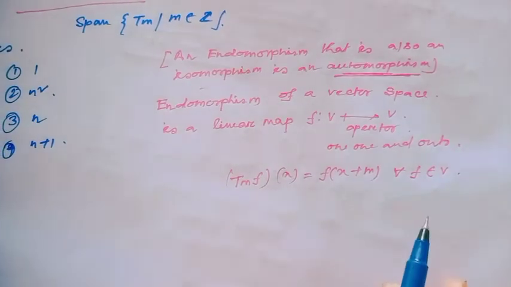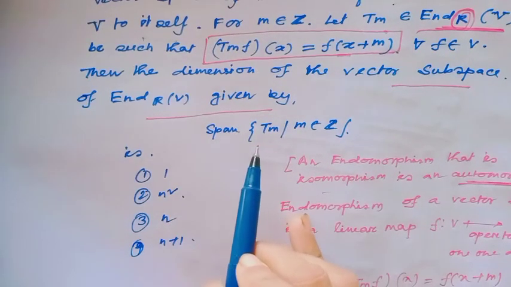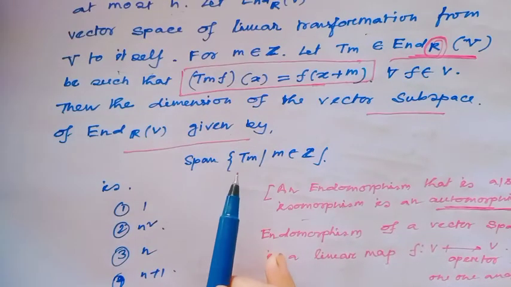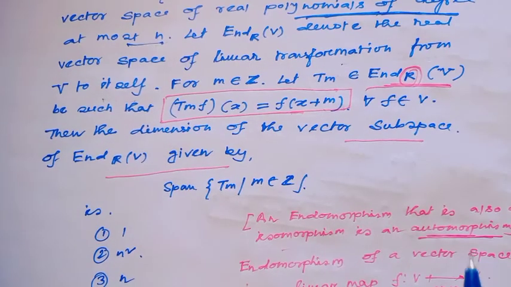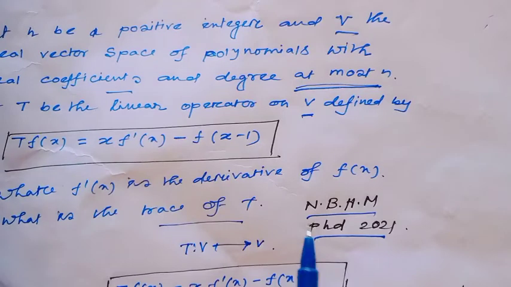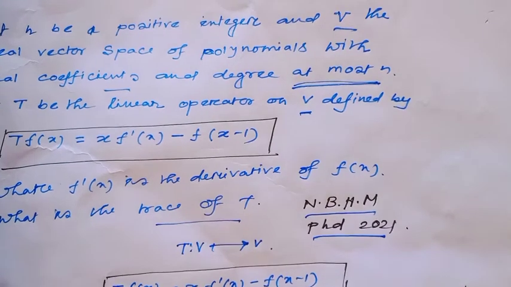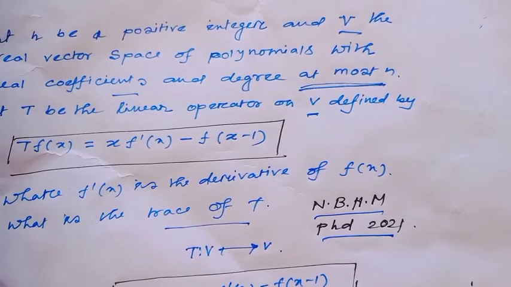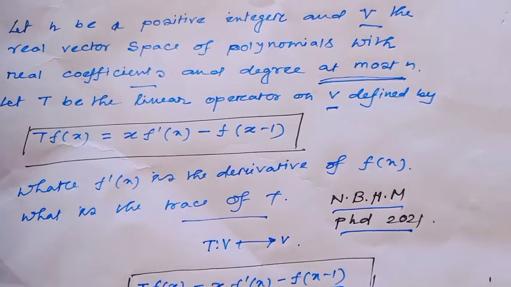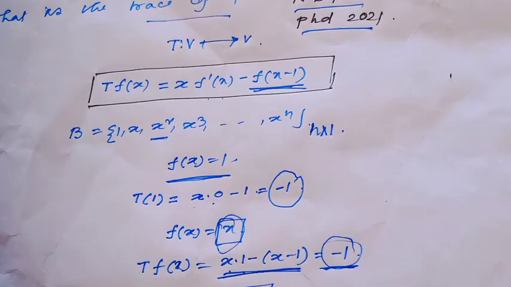Then we have to find the dimension of the vector subspace of this endomorphism space, which is denoted as the span of Tm where m belongs to Z. This question is similar to a question which I had discussed in my previous video, and which had come in the NBHM PhD exam. Notice this question. If you haven't seen my previous video, I highly recommend you see it first. Then today's video would be so easy.